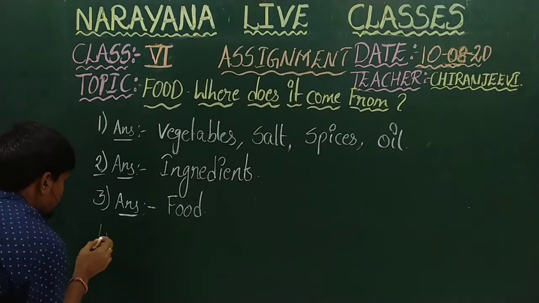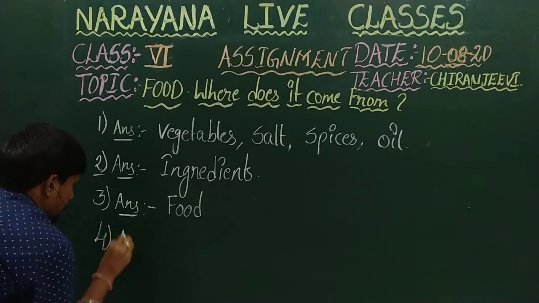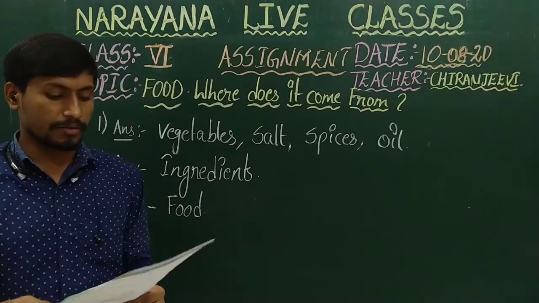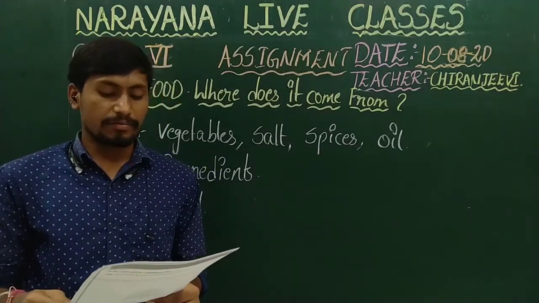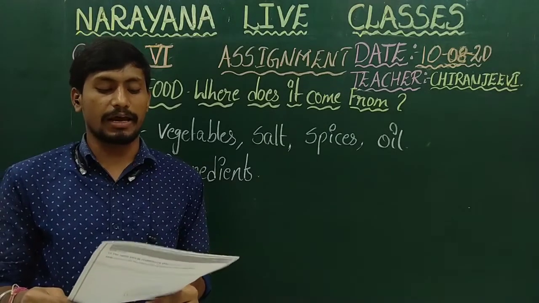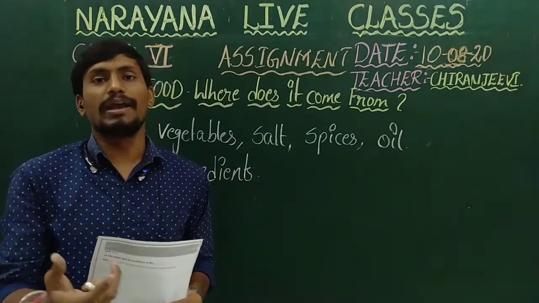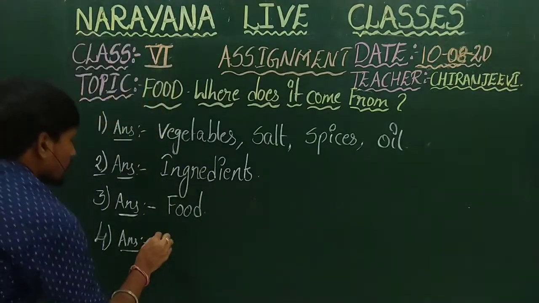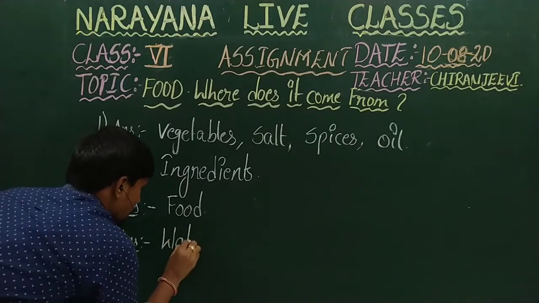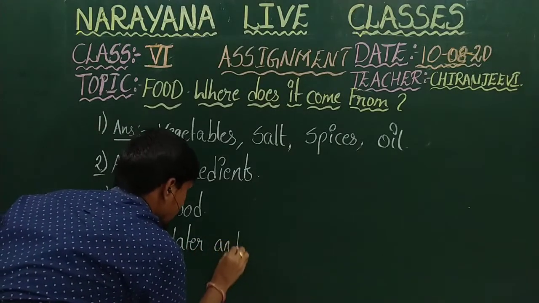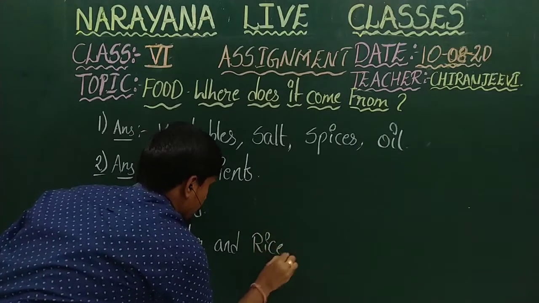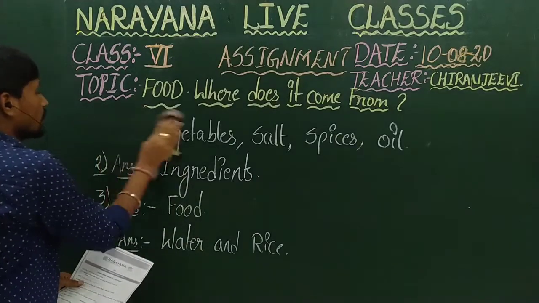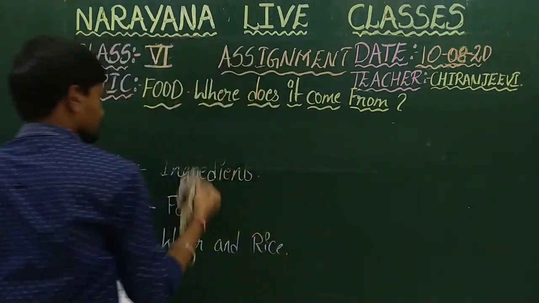And the fourth question is, food ingredients in case of cooked rice are dash and dash. So while you are cooking the boiled rice, what are the basic ingredients which we use for boiling rice? Boiled rice, nothing but water and rice. Water and rice are the basic ingredients which are used for rice preparation, boiled rice.